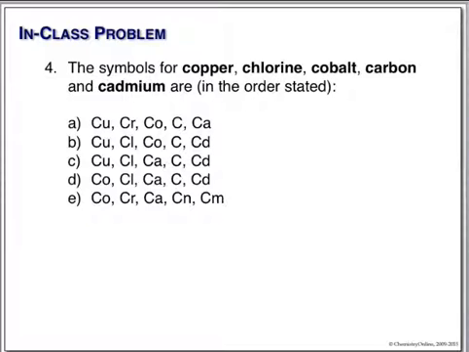Well, copper doesn't have a U in it anywhere, does it? So, of course, it's going to be Cu. Now we're down to A, B, or C. Chlorine is Cl, so we're down to these 2. Cobalt, Co or C8, what do you think? Co. And I think that narrowed it down. Carbon's a C, cadmium is a CD, and B is our answer.